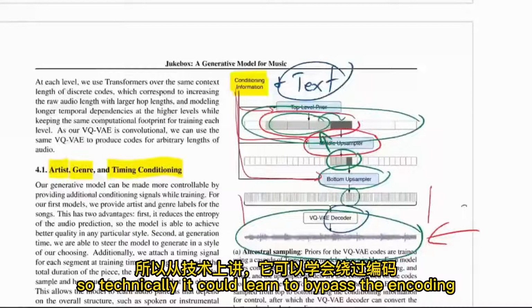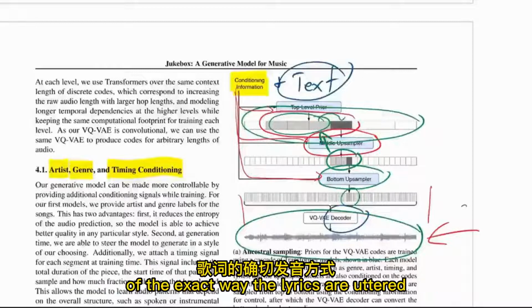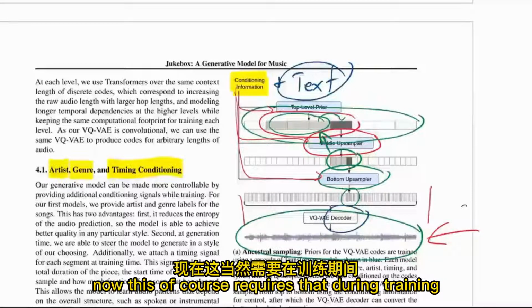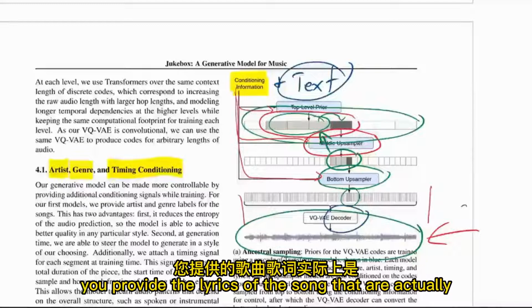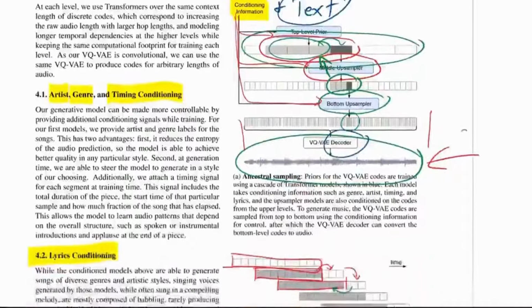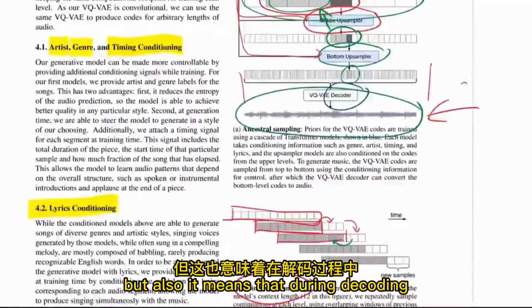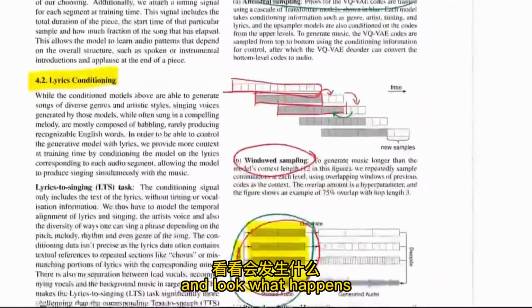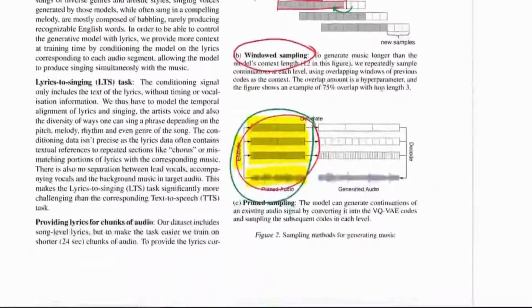So technically, it could learn to bypass the encoding of the exact way the lyrics are uttered, and it could just look at the text that you provide. Now this of course requires that during training you provide the lyrics of the song that you feed in, but also it means that during decoding, if you sample, you can then provide your own lyrics, and look what happens.